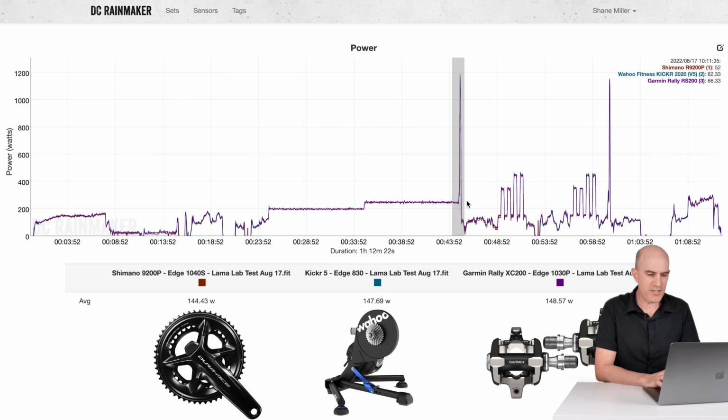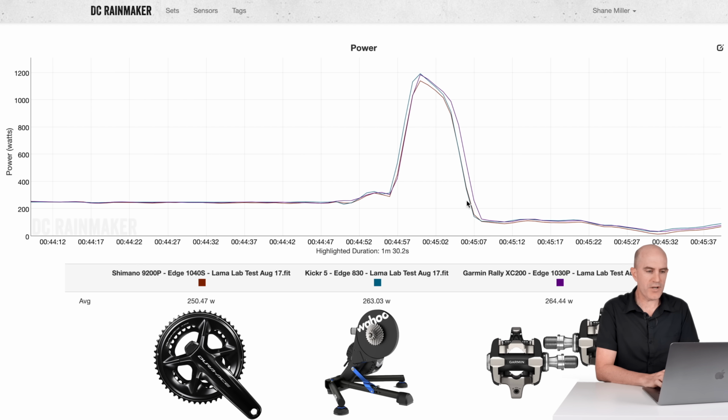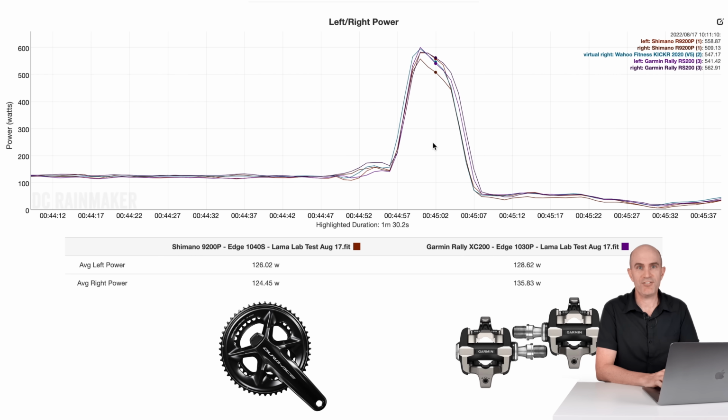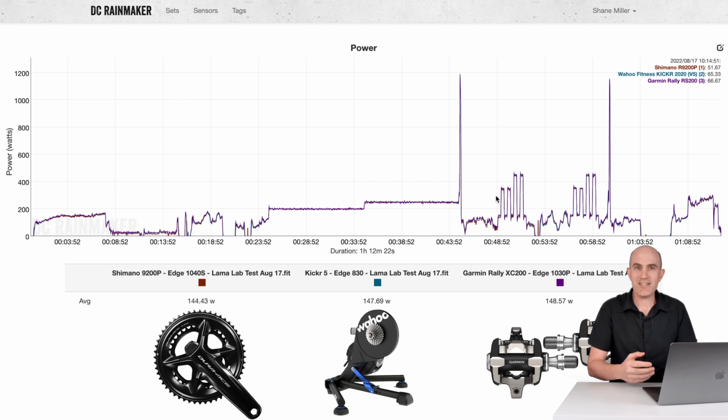Onto the maximal power sprint for that Lama Lab test, and more consistency from the Shimano power meter, reading lower than the other two power meters. The culprit? Yep, the right-hand side again. With the consistency that I was seeing in the sprints against the Kicker 5, the ASEAN Duos, the Wahoo Powerlinks, and now the Garmin Rally pedals, it just wasn't up to spec. So it was time to shift my focus on testing over to the drifting offset, and it just so happened this data set was perfect for that.